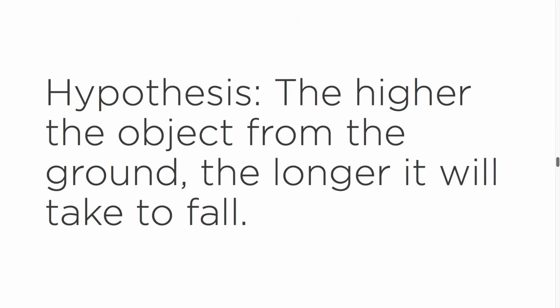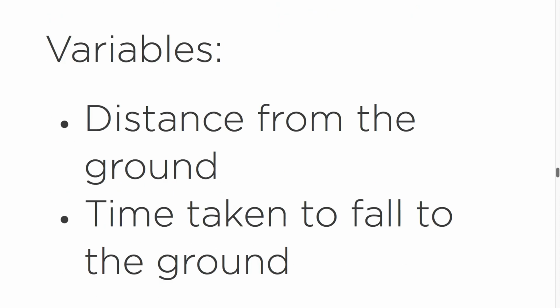So we could form a hypothesis about a falling object. We could say the higher the object is from the ground, the longer it is going to take to fall. So that's a hypothesis. The variables in this case would be the distance from the ground and the time taken to fall to the ground. Those are 2 variables. But we'll also talk about the size of the object and maybe air resistance. We could carry out the experiment in an environment where it's not affected by air resistance, for example.